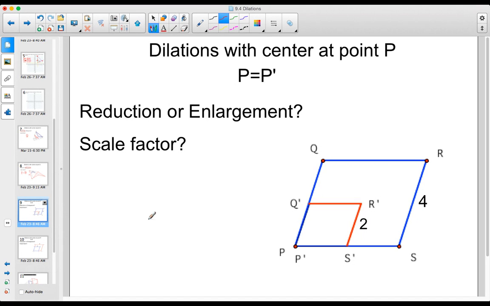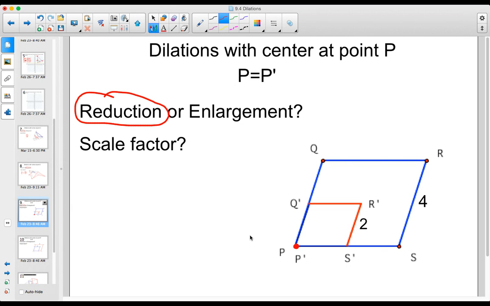Here's another one where our center of dilation is actually on the figure. It's point P. This is our center of dilation. So everything's extending out from here, or I should say out or in. Let's figure out which one it is. In this case, our regular points are on the outside and our prime points are on the inside. So this is definitely a reduction.